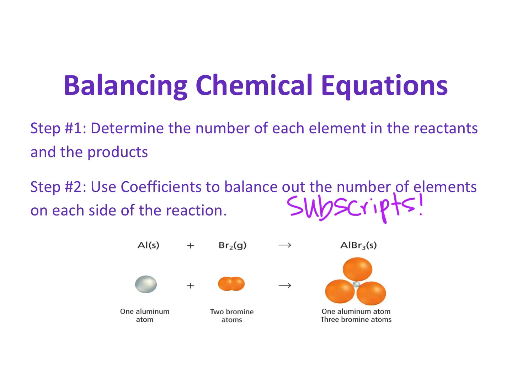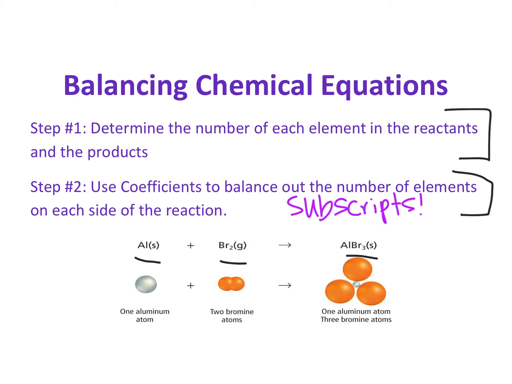Now, we have written a skeleton equation successfully, but now when we're trying to balance that chemical equation, we have to first determine the number of each element in the reactants and the products. So let's go ahead and take a look at this example here. We've got aluminum, we've got bromine and we have aluminum bromide, like we just had earlier. Then we have to do step 2, which is use coefficients, which are those numbers in front, to balance out the number of elements on each side of the reaction.